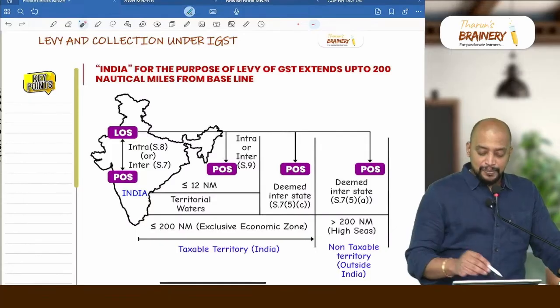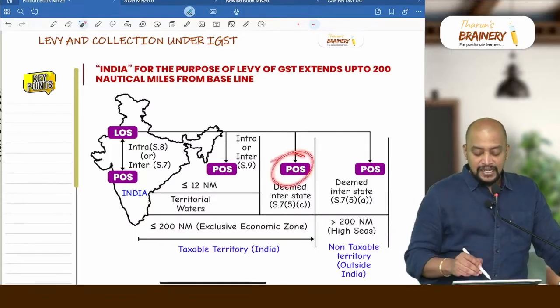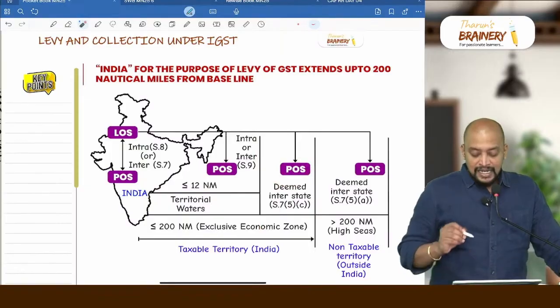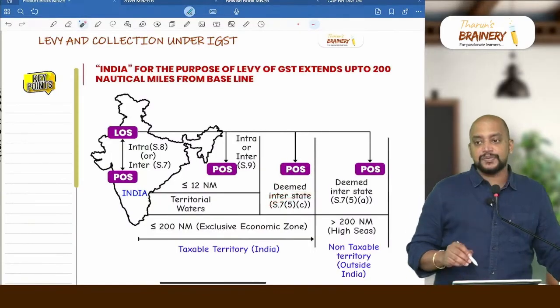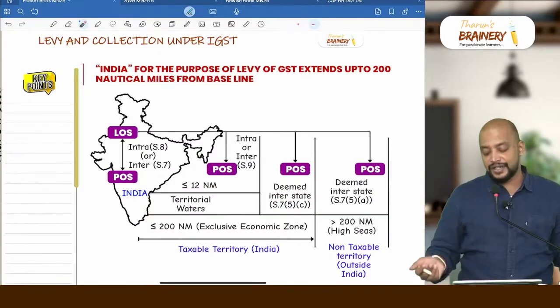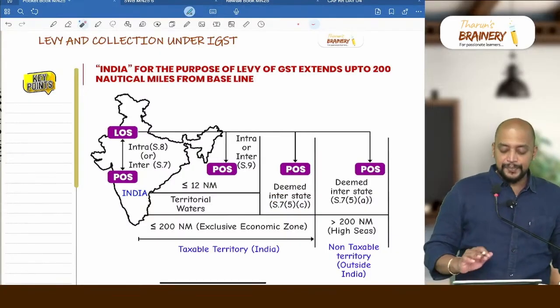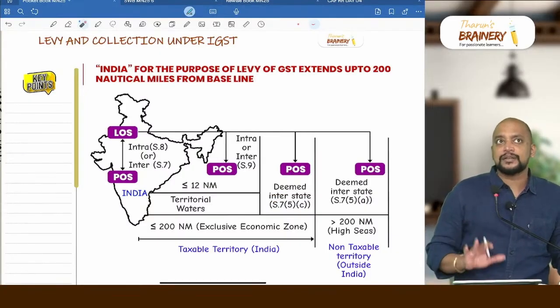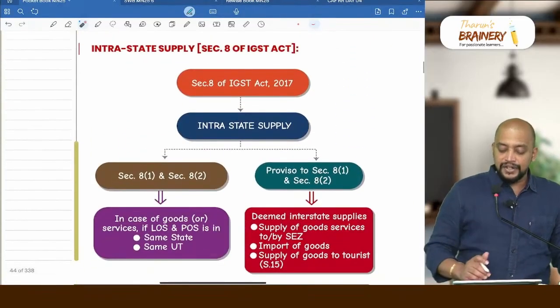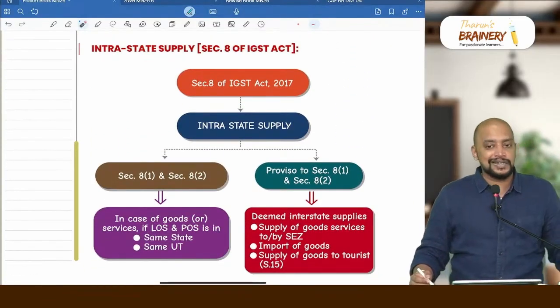If the place of supply is beyond 12 nautical miles and up to 200 nautical miles from baseline, then it is deemed interstate as per section 7.5c, and if it is beyond 200 nautical miles also, it will be deemed interstate. And in this, what you need to remember is that meaning of India is up to 200 nautical miles from baseline. Then we need to understand what is the meaning of intrastate supply.